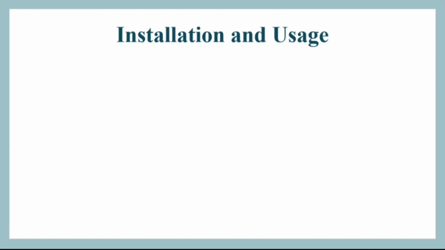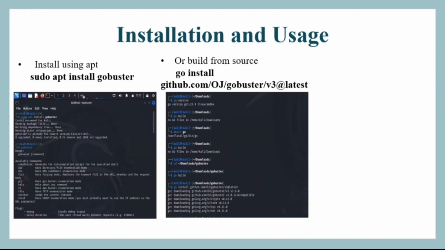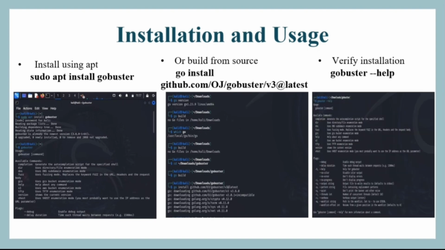How can Gobuster be installed and how is it used? Gobuster can be installed in two ways on a Linux system. First, using the system package manager, or it can be installed from the source via Go. This is useful if you want the latest version directly from GitHub. Now I will show a demonstration of how Gobuster can be installed on a Linux system.